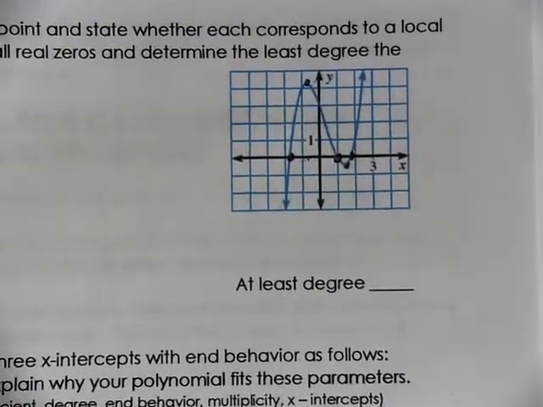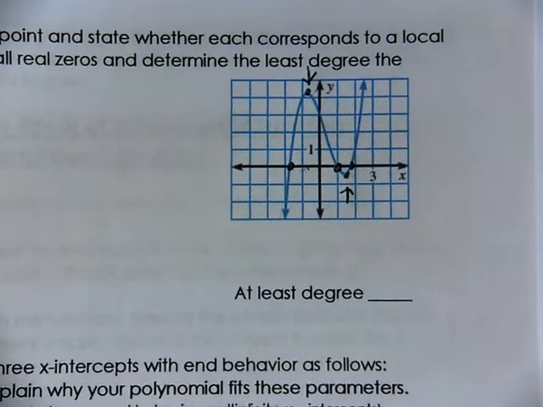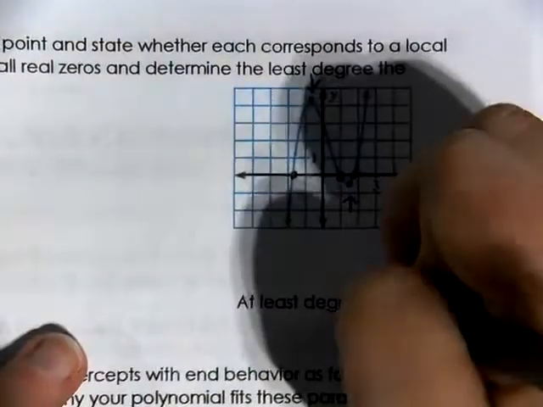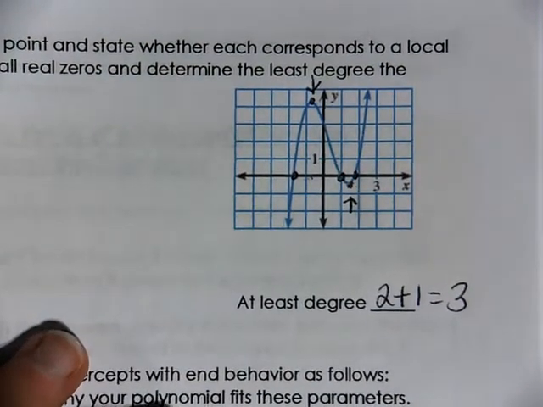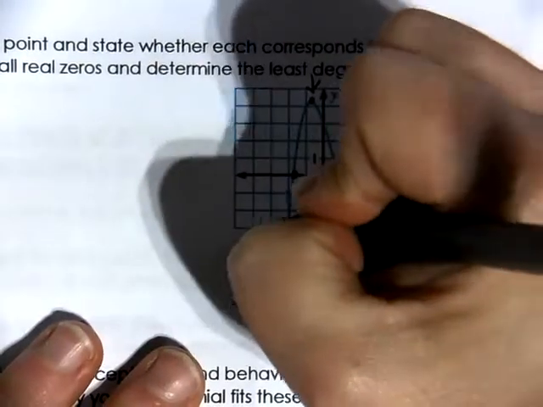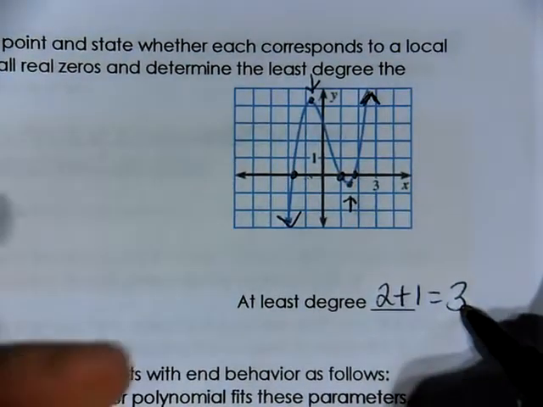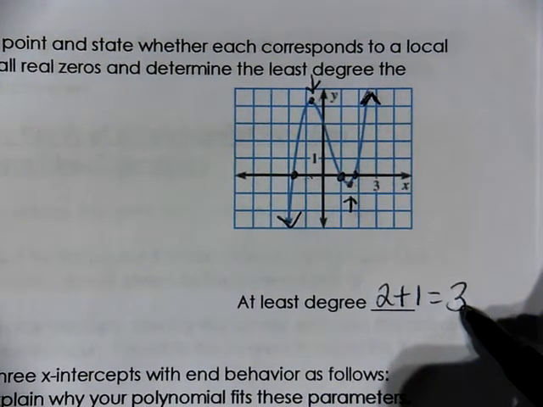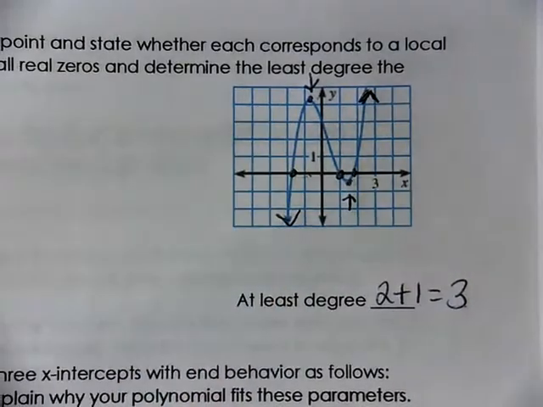Now, analyzing this graph, we want to identify the least degree. And the least degree is based on the number of turning points plus 1. So I see 2 turning points here. I'm going to add 1 to it. So I'm thinking that this least degree is 3. Let's make sure this makes sense. We have arrows pointing in different directions, so I would anticipate that my least degree would have to be an odd number, for sure. I don't think it's going to be 4 or 6 or 8 because of that. I could see it being an odd function because of our end behavior, and the smallest that it could possibly be would be a degree of 3.